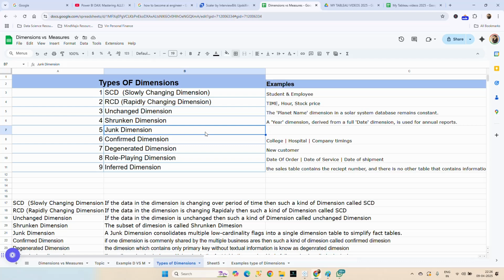Now I'm talking about junk dimension. A junk dimension consolidates multiple low cardinality flags into a single dimension table to simplify the tables. So in simple terms, unwanted or unrelated information. If the dimension contains unrelated information, it's called a junk dimension. We can see one example.